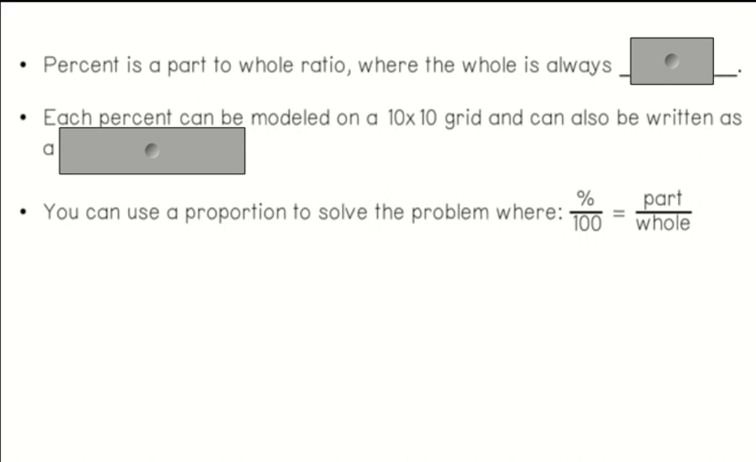So what we're going to do is we're looking at this stuff. We're going to use our proportions to do these percentage problems. So this one's the same as the other side. The whole is always 100. And just like with the other side, it can be written as a decimal.